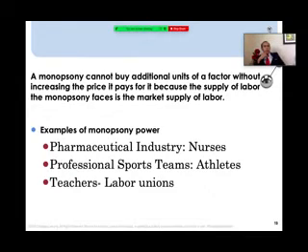Examples of monopsony power in monopsony firms or industries: the pharmaceutical industry could be considered to some extent a monopsony, although nurses are always paid really well. So you can just say that it comes with the skill set, the ability, and the training.